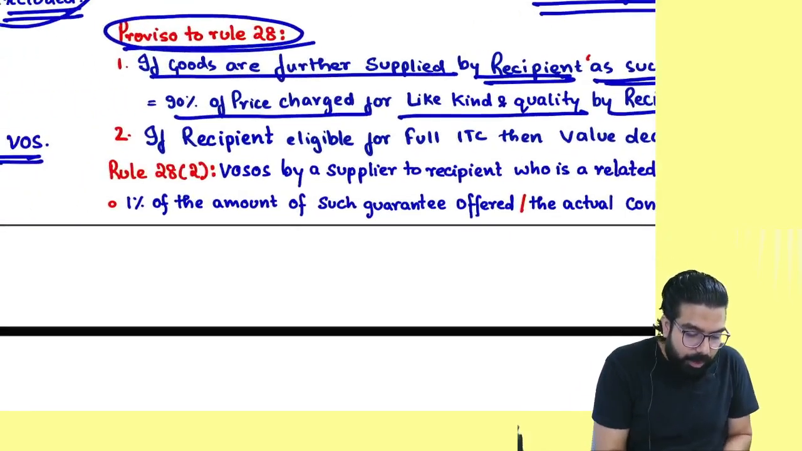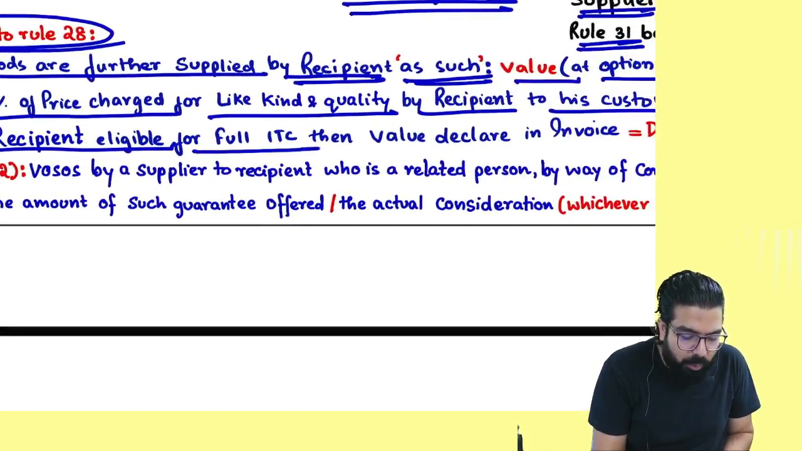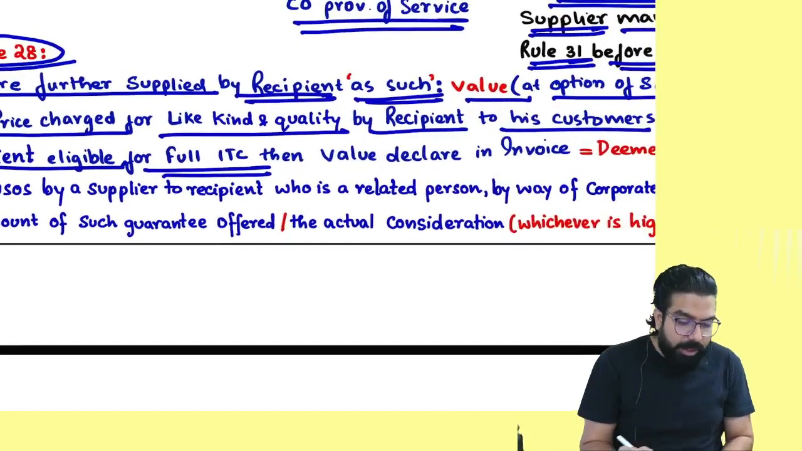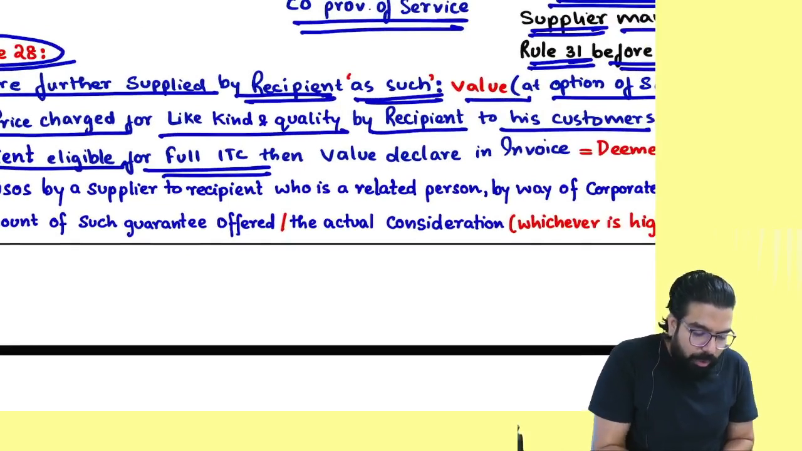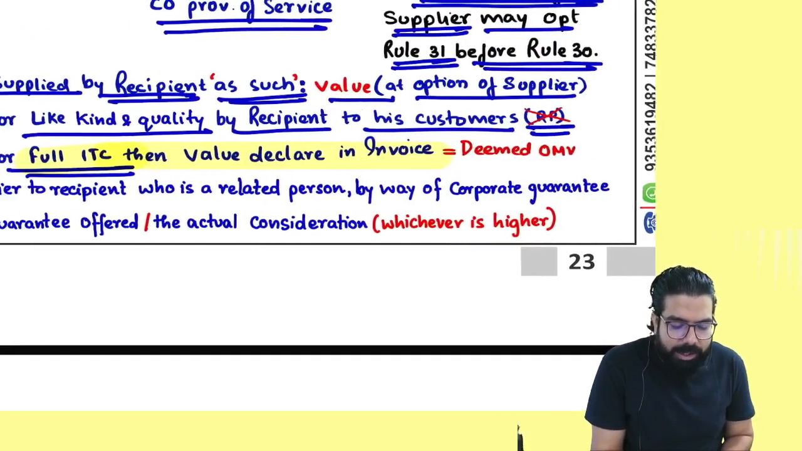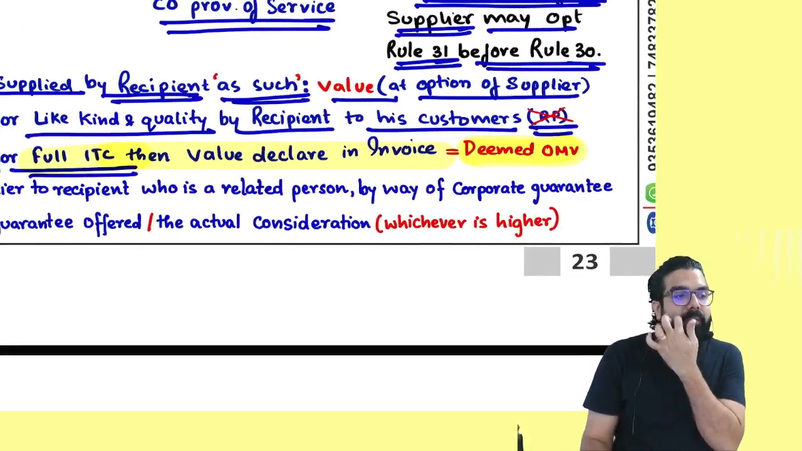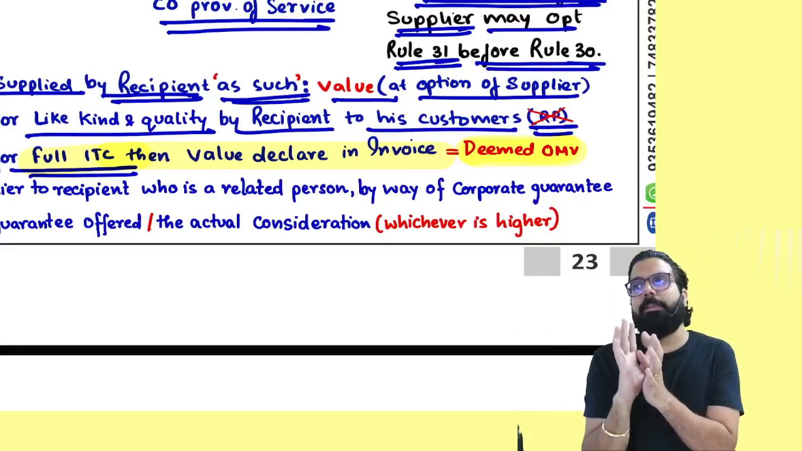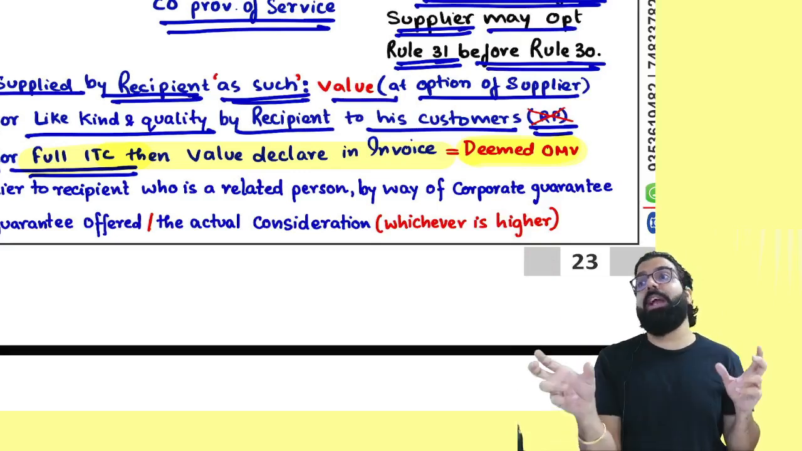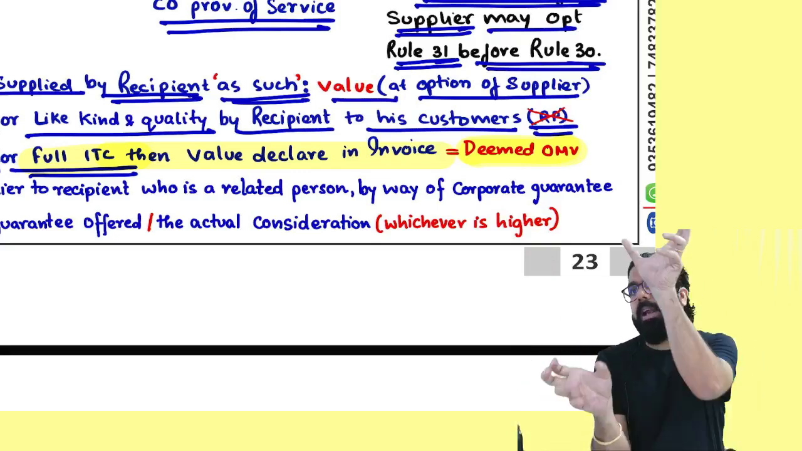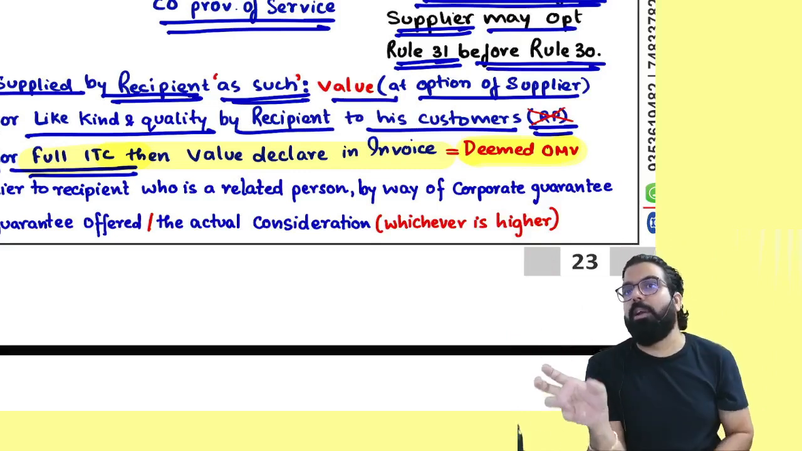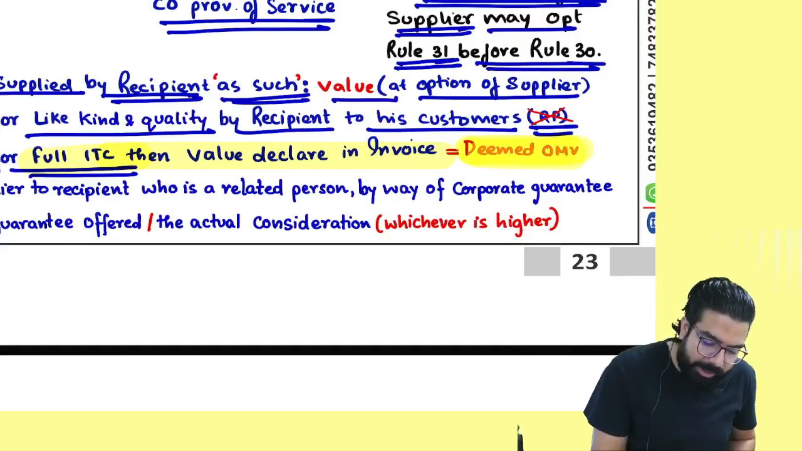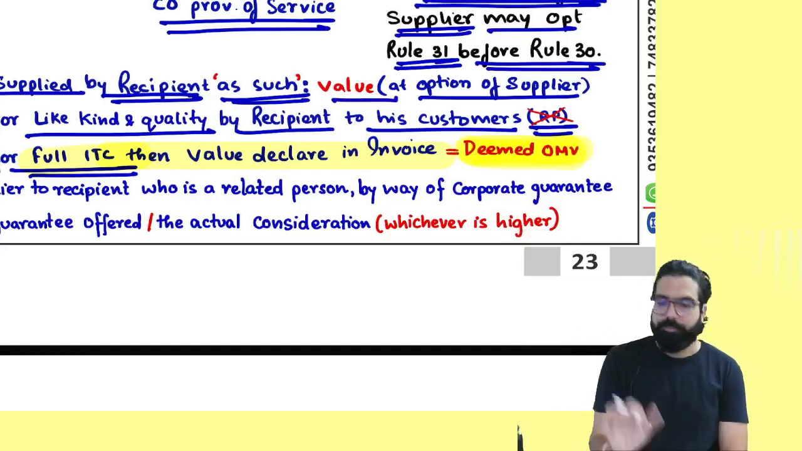Next. If the recipient is eligible for full ITC, this point is very, very important from the exam point of view. Remember, if the recipient is eligible for full ITC, then the value declared in the invoice can be deemed as the open market value. My related person or my distinct person supplied me, and I am eligible to take full ITC. I am a registered person and I can take full ITC, then whatever value he has shown in the invoice will become the open market value, and that will be the value of supply.